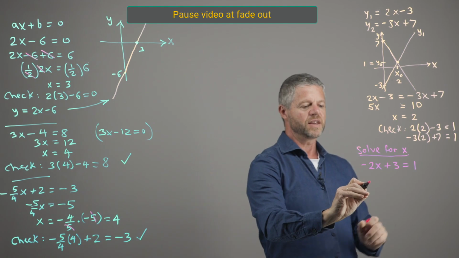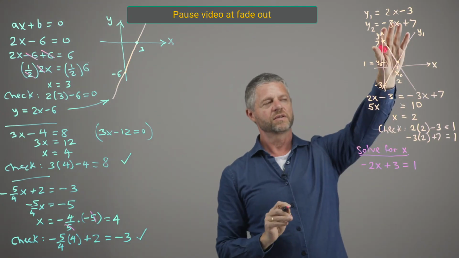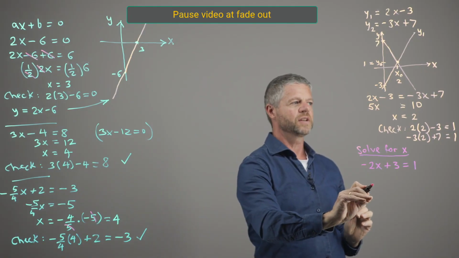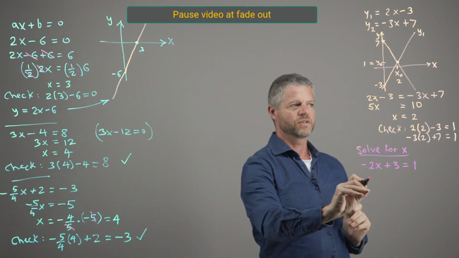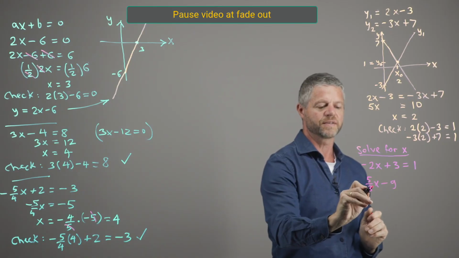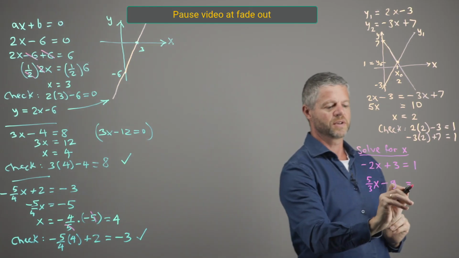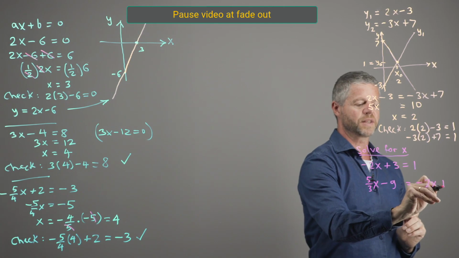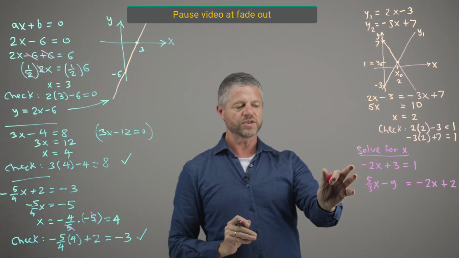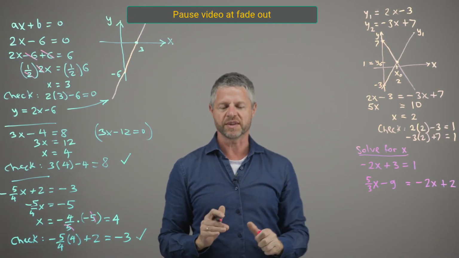And then the other one, we're going to have two equations for x. So it's going to be more like this example. We'll have, let's see, 5 over 3 x minus 9. And we want that to be equal to minus 2x plus 2. And then remember, once you've got your solutions, to check them by plugging in the value that you obtain into the equations to make sure that they work.